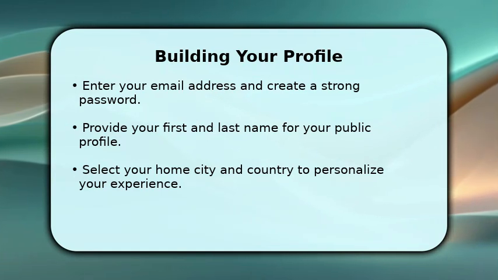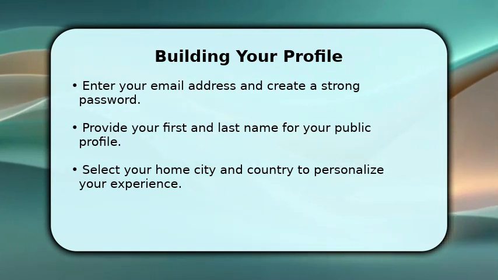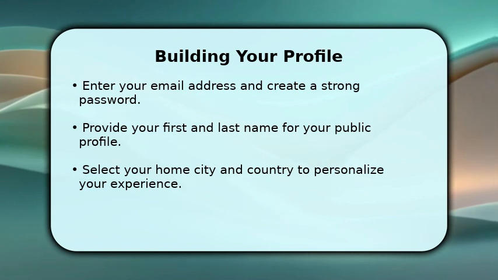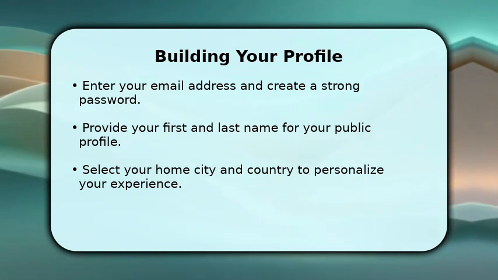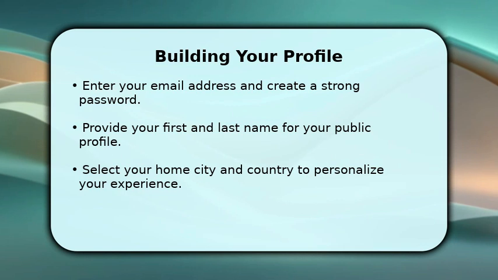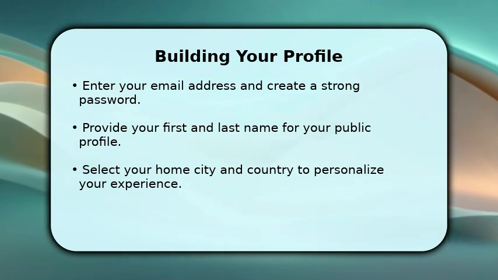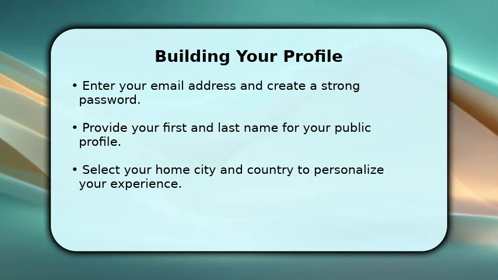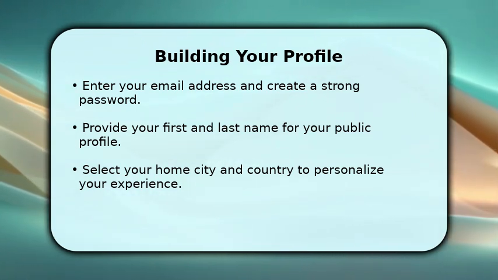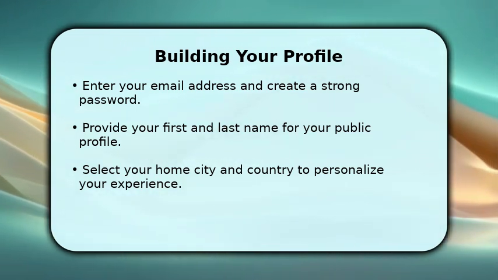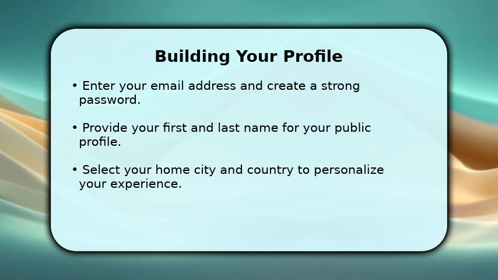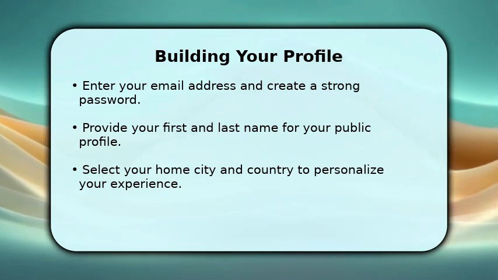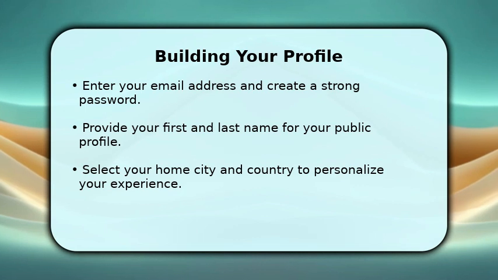Next, you will build your basic profile. If you chose email registration, carefully enter your preferred email address and create a secure password, ideally one with at least 8 characters including numbers and symbols. Then, input your first and last name, which will be visible on your public profile. Finally, select your home city and country. This helps tailor recommendations to your location. This part takes about 2 minutes.